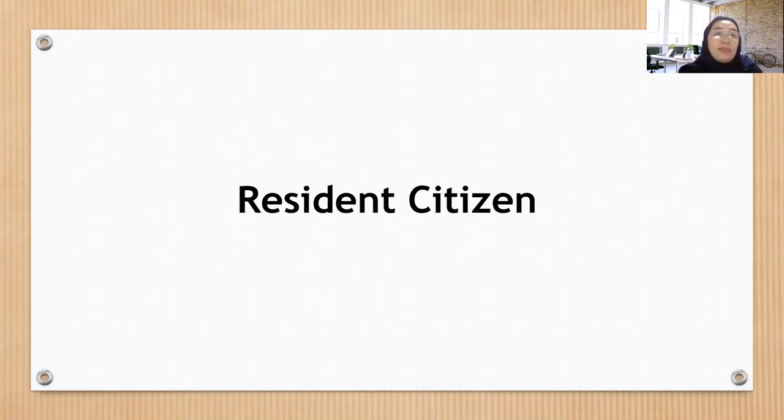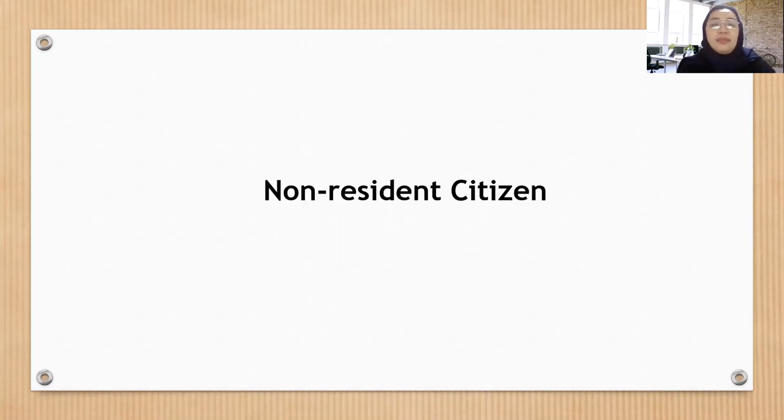If he stays in the Philippines for more than 180 days, that's 6 months, no, half of the year he is in the Philippines, then he is considered as a resident citizen. Otherwise, if he stays less than that during the year, then he is a non-resident citizen. Okay?